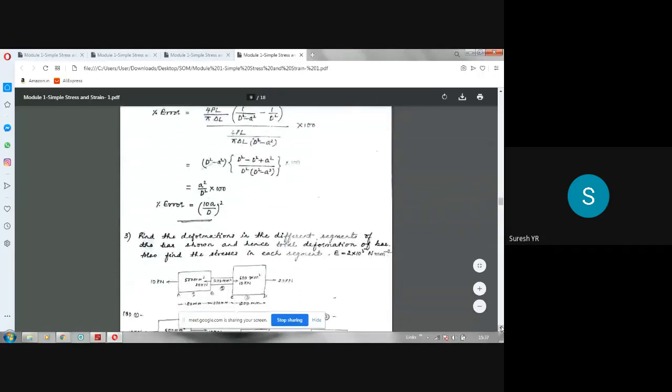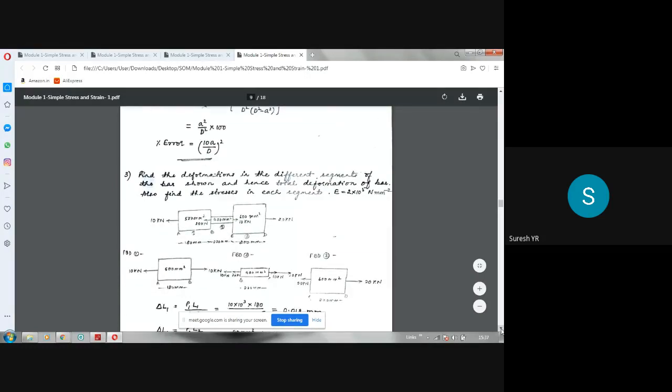So, if the diameter varies from D plus A to D minus A, what is the percentage error in computing the change in length? That is the numeric. That is a bookwork. You can just see that. Now, I want to explain this problem.